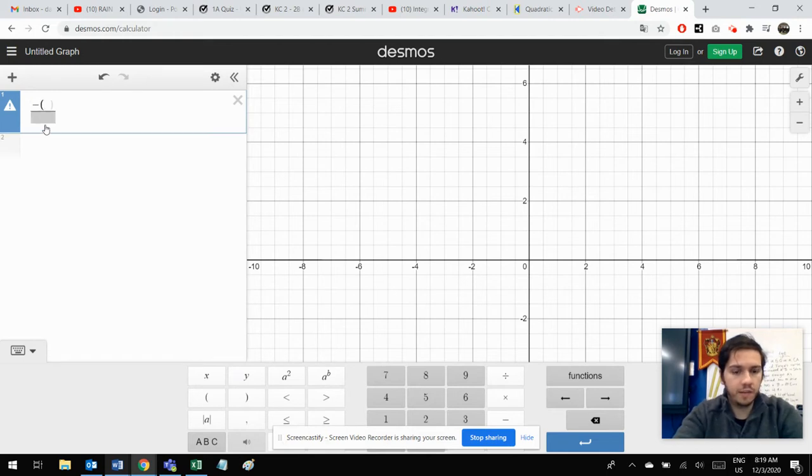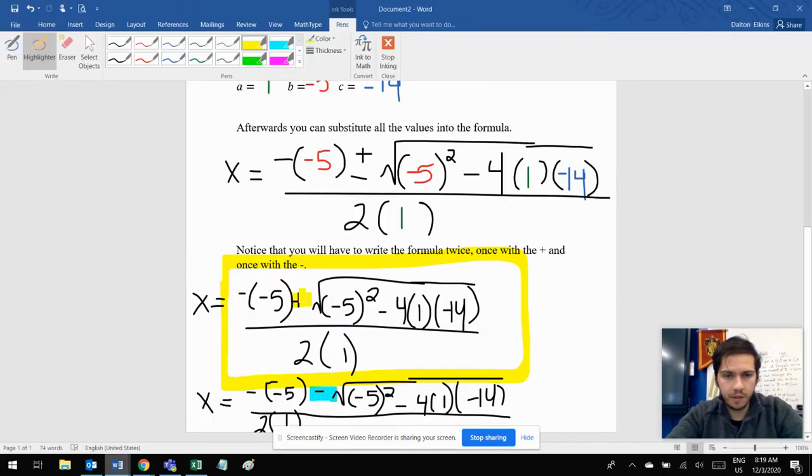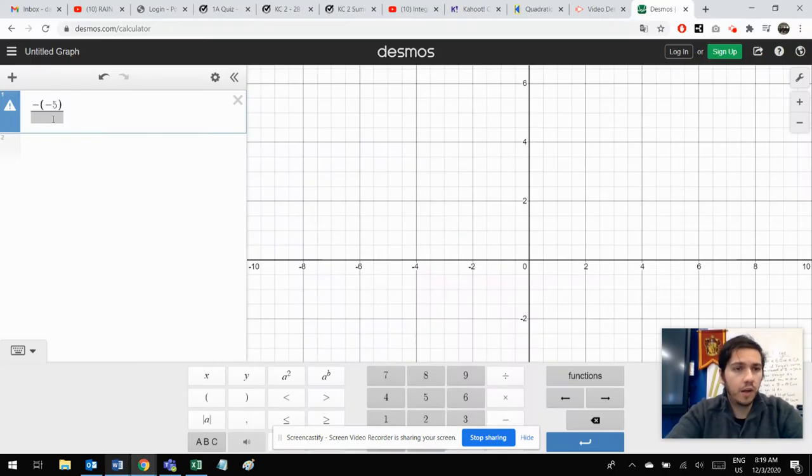negative parentheses, -5. And then I'm going to do the plus case first, and then I'll show you what to do for the minus. So I'm going to do negative, -5 plus, and then we get the square roots. The square root button is right over here. Oops, I want that in the top of the fraction.